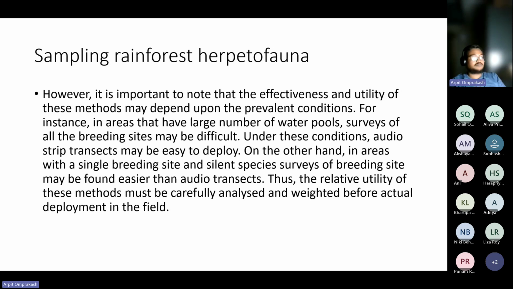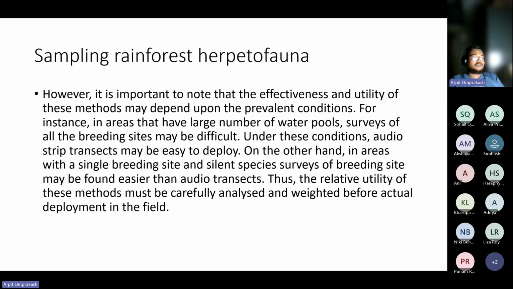So for example, if there are areas which have a lot of water pools, and you want to sample the herpetofauna that is present there, mark recapture might be a very difficult task because there might be thousands of individuals. You might catch a lot of individuals at the same time, and they might not be moving around a lot or mixing with the population. Some of the assumptions of the mark recapture method might be violated.